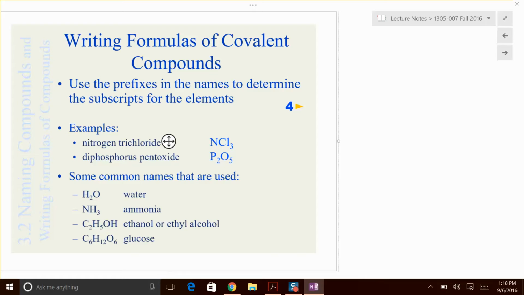That's why you can be certain if you're on a test and there's more than 2 elements in your compound, you know there must be a polyatomic ion. It must be ionic. I'm going to have to find that polyatomic ion in the chart.